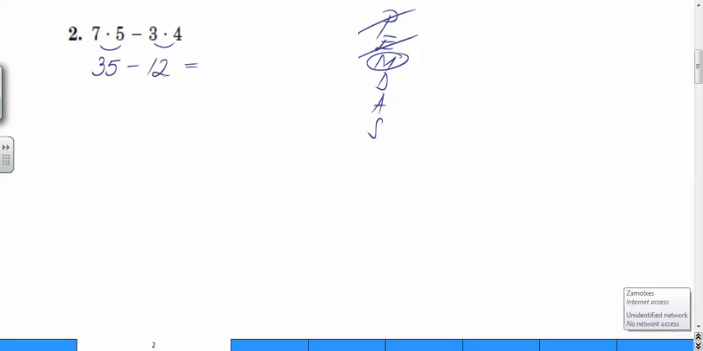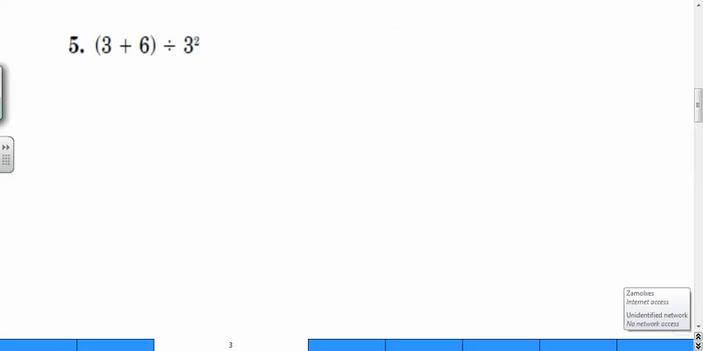Now, if you cannot do it this way, you can just write them down, one underneath the other, right? 35 minus 12, make sure you line up your place values, right? And I have what? 5 minus 2 is going to be 3. 3 minus 1 will be 2. The answer here will be 23. You are done and you're moving on.